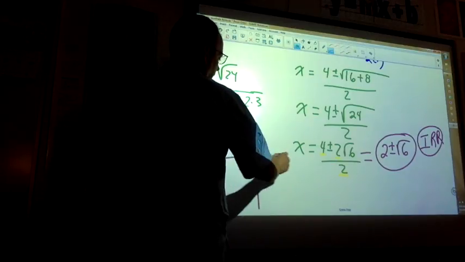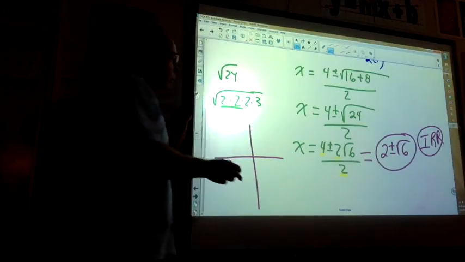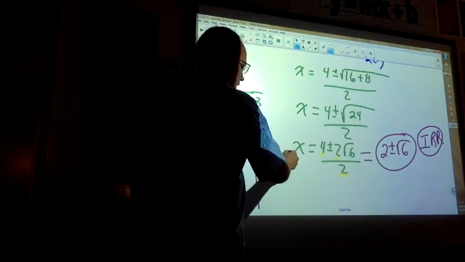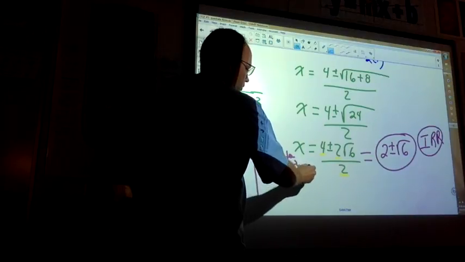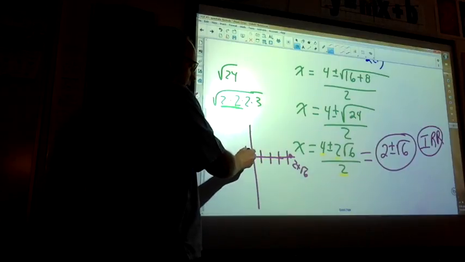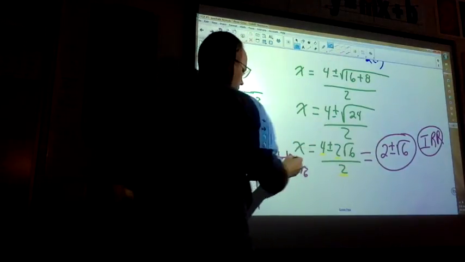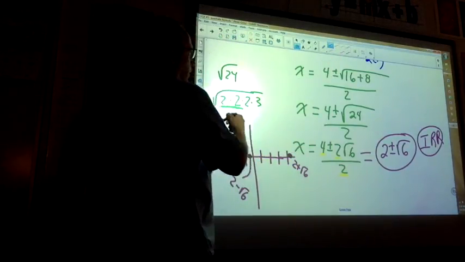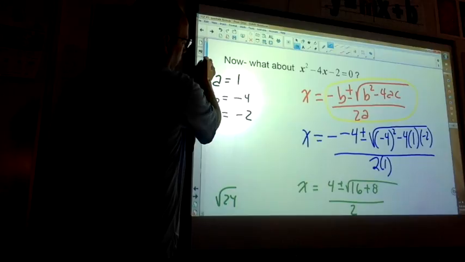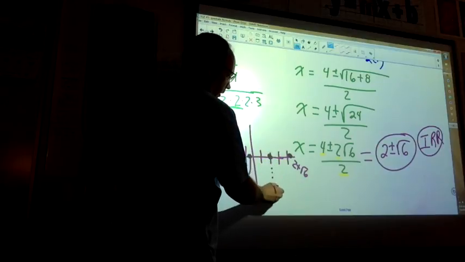So right now, if this was graphed without knowing too much about it, square root of 6 is a little bit bigger than 2. So I'm going to go 1, 2, 3, 4. So this right about here is about 2 plus root 6. 2 minus root 6 is right about here. So between these two points, our vertex is going to fall. And we know our vertex from negative b over 2a, negative b, so negative negative 4, 4. So at positive 2. The vertex is going to fall somewhere down here.